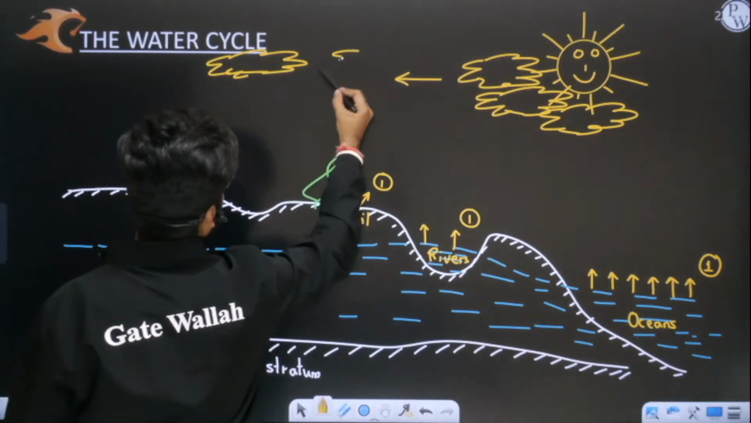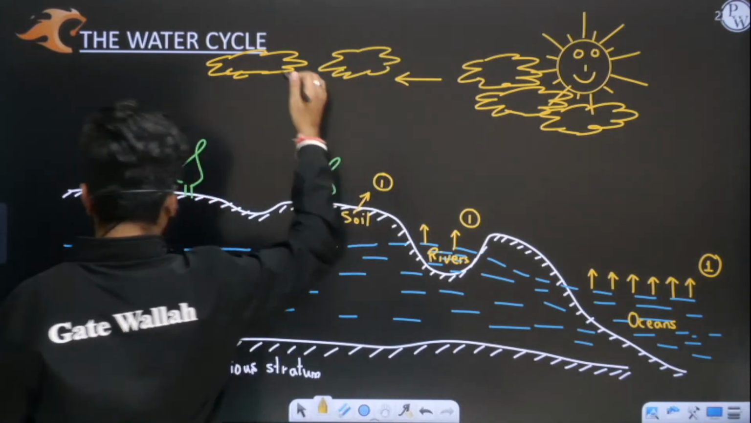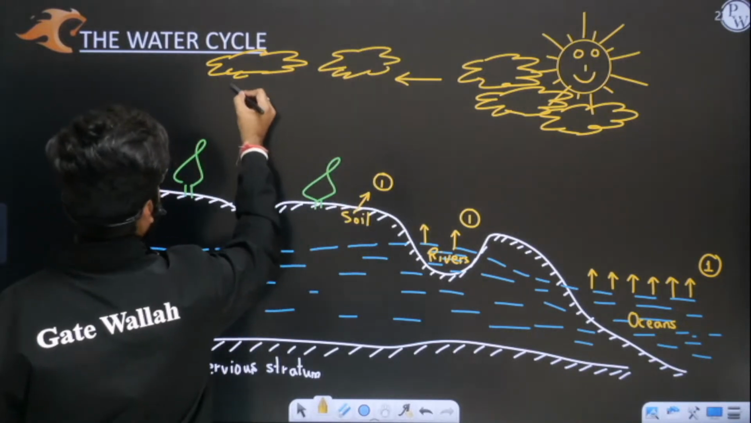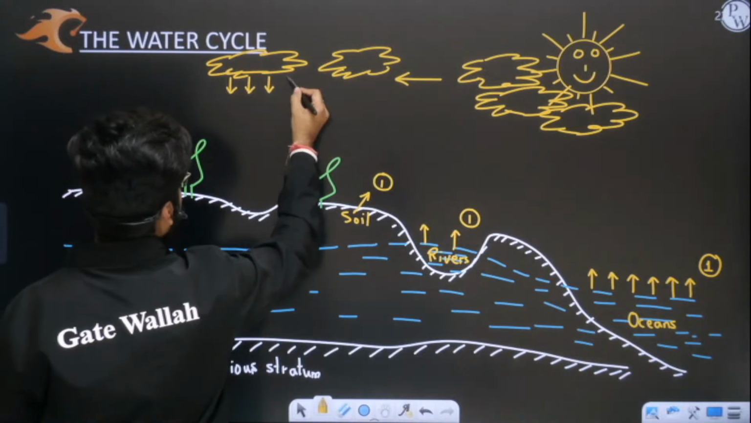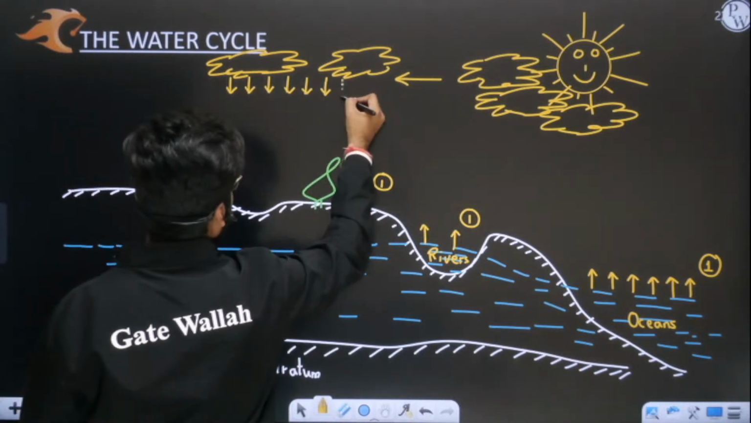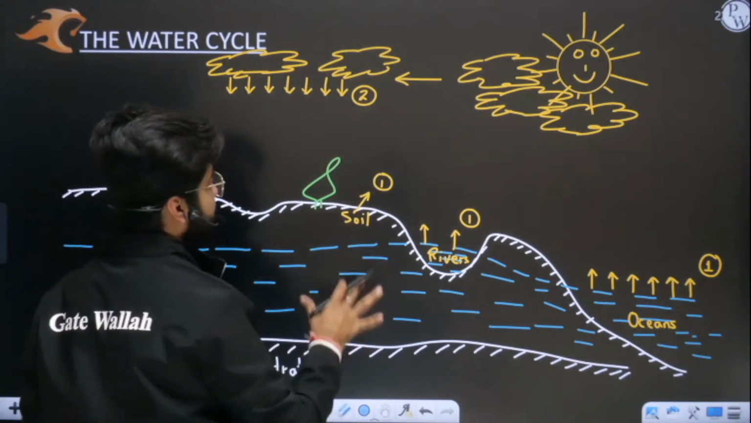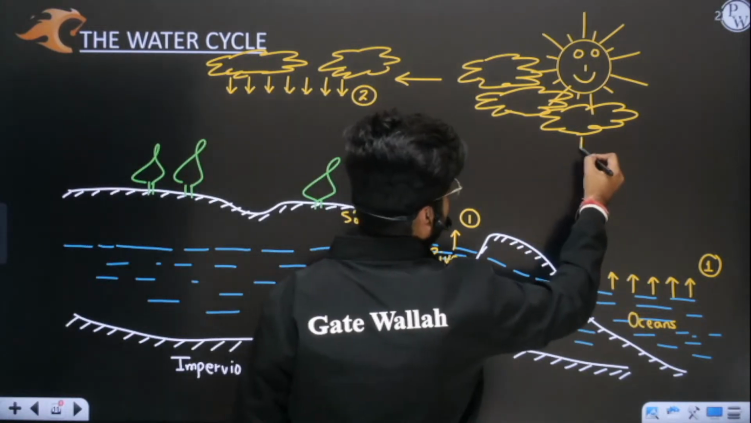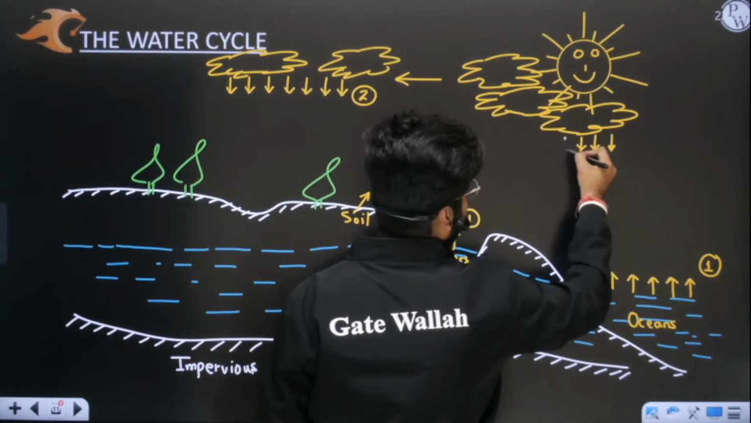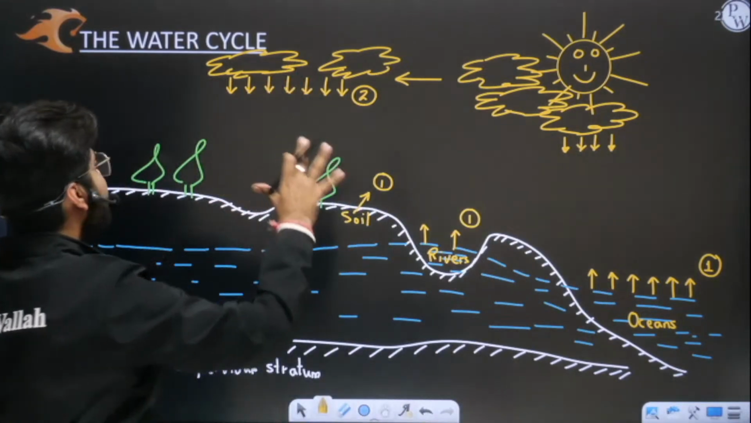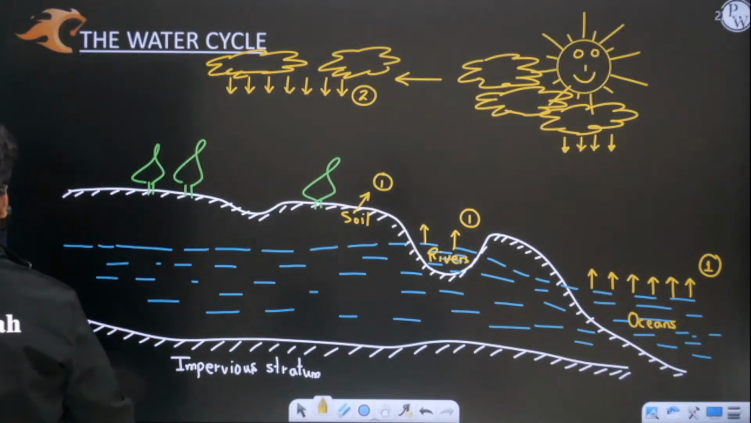Okay, so these are your clouds, and water will fall down. This is nothing but your precipitation. Precipitation also happens on the ocean, and on land masses also, but more water falls on land masses. You need to understand this.